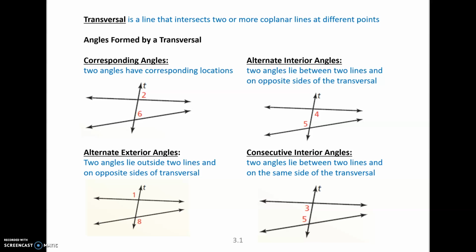Here's some new vocabulary. This is the important vocabulary that you definitely need to study for the test. Make this into flashcards, whatever you need in order to know these terms. My first term at the very top, we have a transversal. This is a line that intersects 2 or more coplanar lines at different points. So I've labeled that in all of these diagrams with a T so that you can see which line is the transversal. Then we have 4 types of angles.